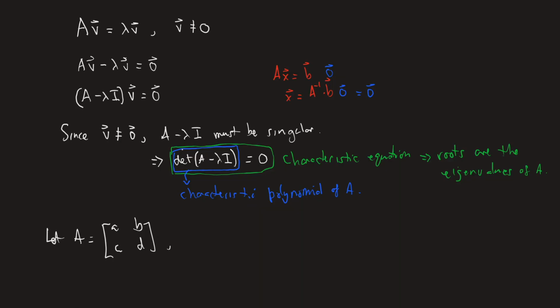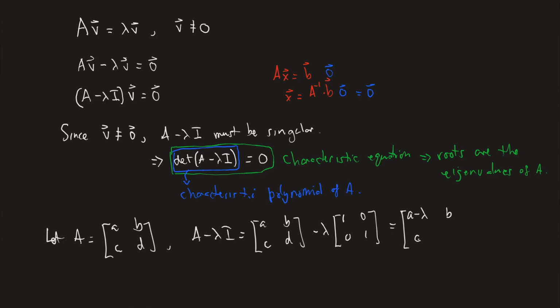So little a, b, c, d. Then let's write down the A minus lambda I. So then A minus lambda I is equal to our little a, b, c, d minus lambda times the 2x2 identity, which is 1, 0, 0, 1. And then if I distribute the scalar and then do my matrix subtraction, this is what we're going to end up with. a minus lambda, and then b minus 0, and then c minus 0, and then d minus lambda. So if you look at it, that left-hand side there, even though it looks complicated, basically what happens is you just end up subtracting lambda from the elements on the main diagonal.